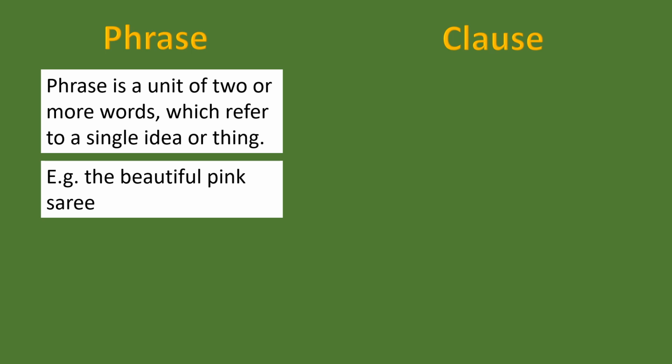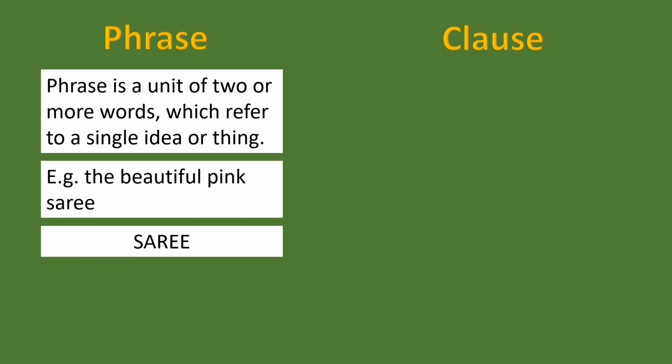Why? See here, how many words are there? Four words are there. And all the four words here are actually talking about just one thing, and that is sari. So, the beautiful pink sari can be called a phrase.